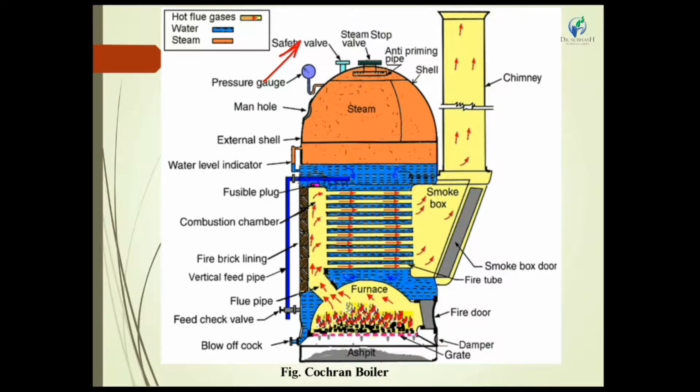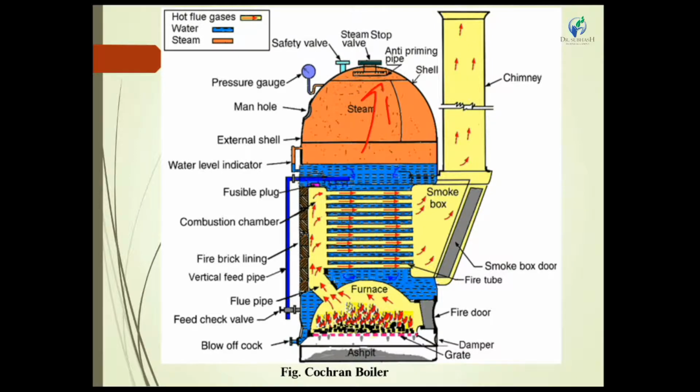Safety valve gives safety against higher pressure or critical pressure. Steam stop valve gives the steam output from the boiler and is used for further utilization. Here is one main part, the anti-priming pipe.